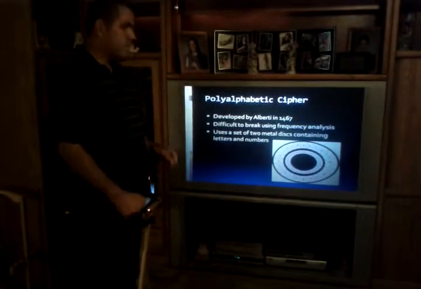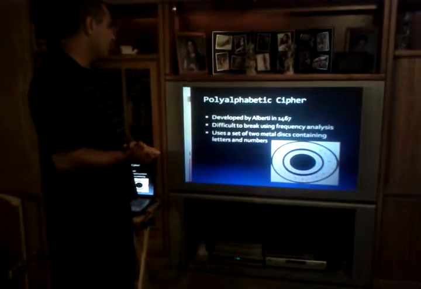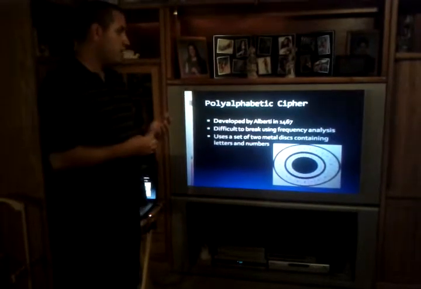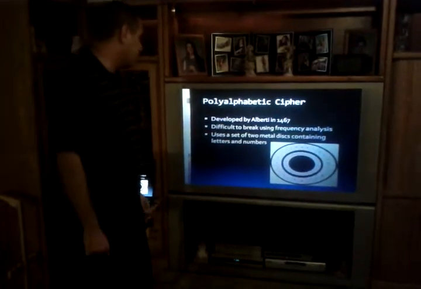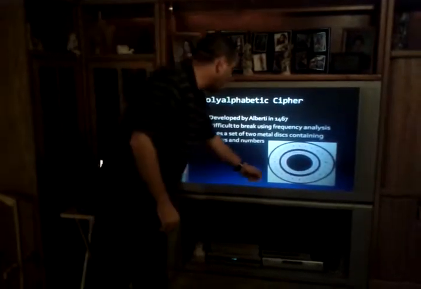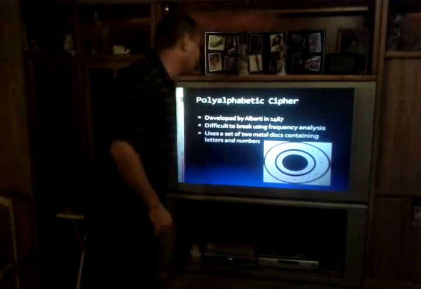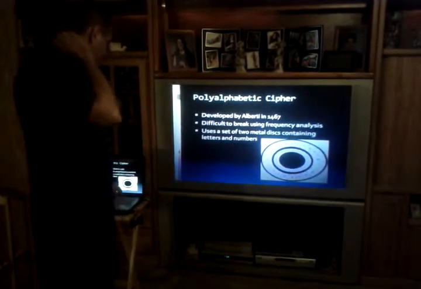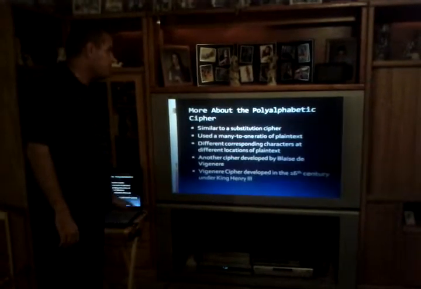In 1467, Alberti came up with the concept of the polyalphabetic cipher, which is difficult to break using frequency analysis. It uses a set of 2 metal discs containing letters and numbers, like you have a set here, and then one on the outside, and also one in the middle. They used that to communicate messages secretly.